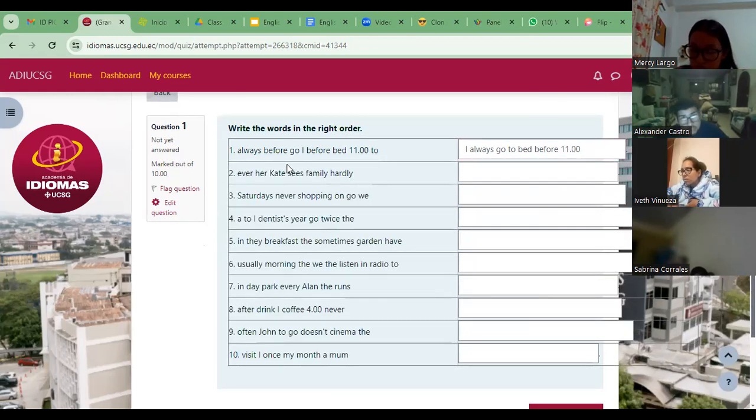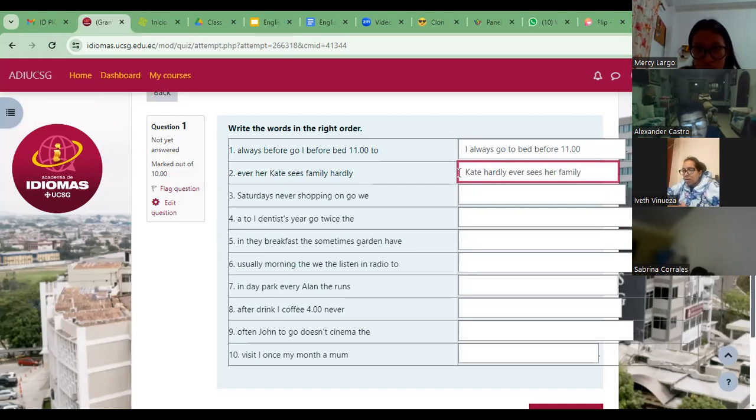What about the second one? Ever heard Kate sees family hardly? So what should go first? Alexander. Kate. Kate. Uppercase, right? Because we're talking about Kate. Sees hardly ever. Kate hardly ever sees her family.